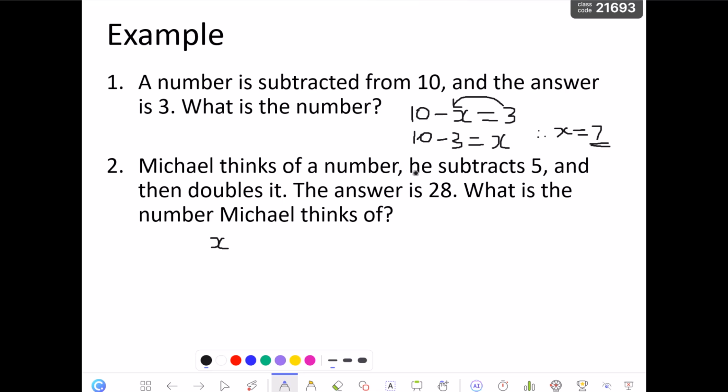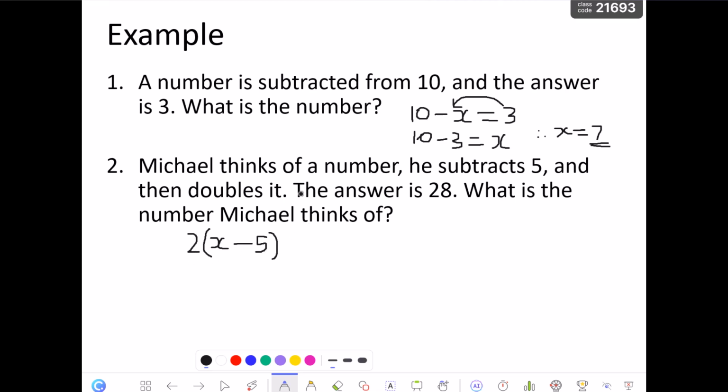Now what happened next? The next line says he subtracts 5. So do minus 5. So you have interpreted it to this place. He thinks of a number and the number is x. He subtracted 5, minus 5. What he does next is double. They now say and then doubles it. Double means times 2. So since multiplication also means bracket, use a bracket and put your 2 outside the bracket. So you have double x minus 5 by putting 2 here.